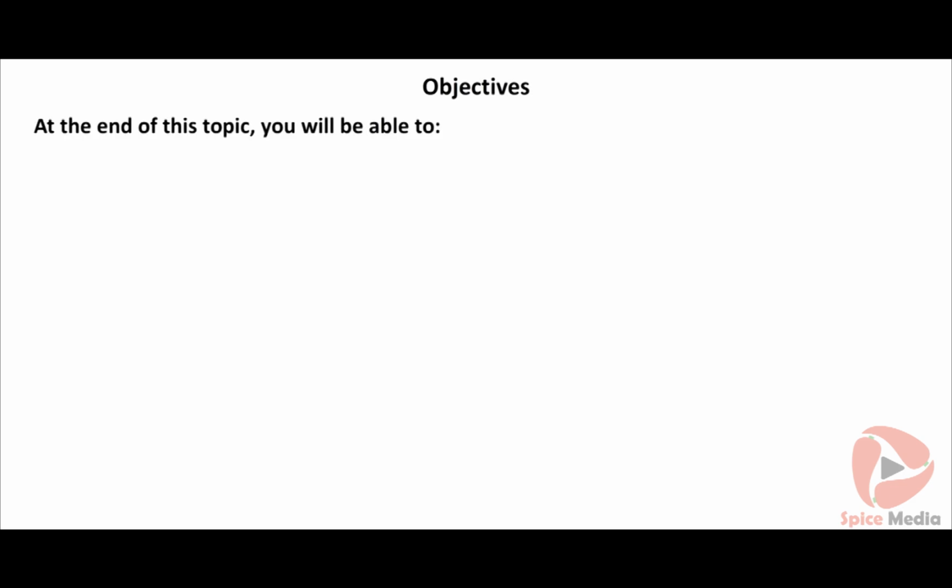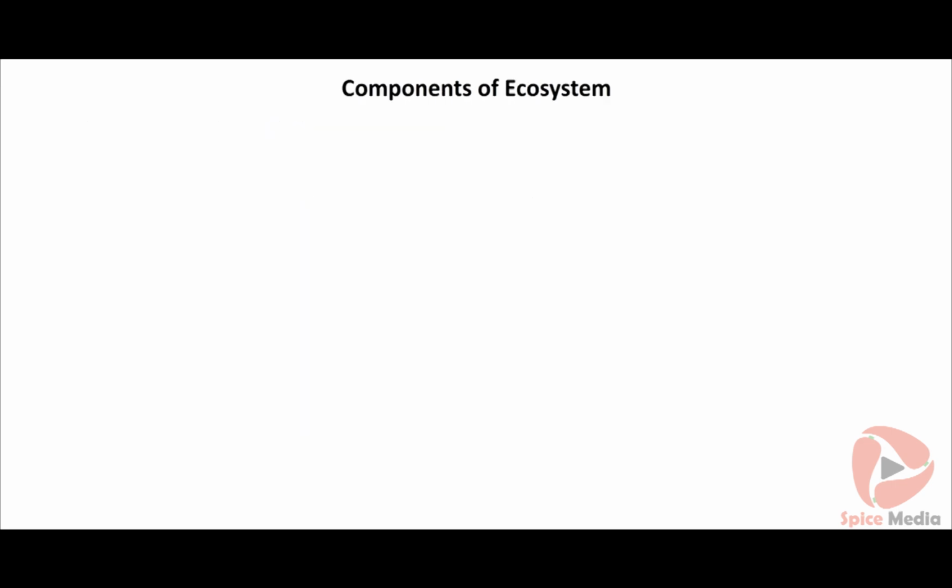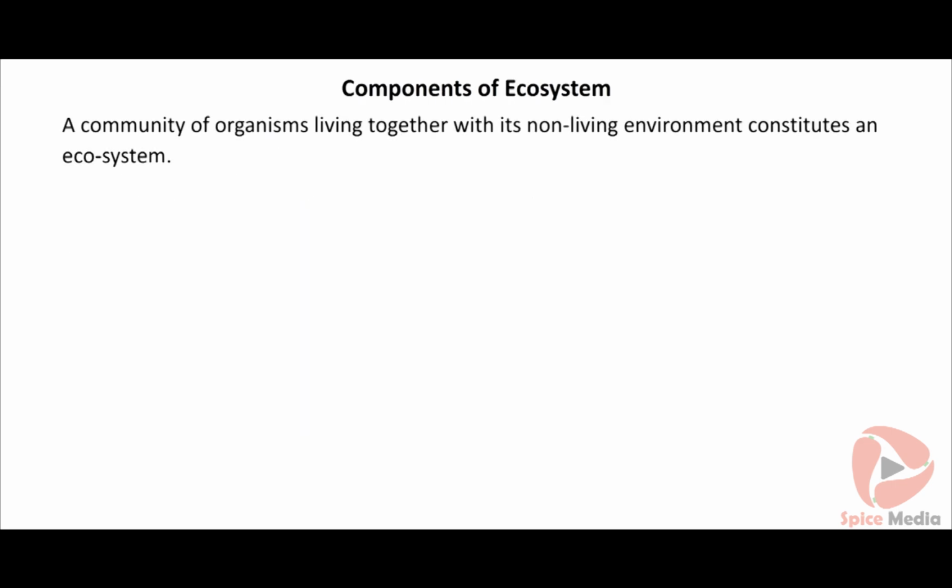At the end of the topic, you will be able to define the term ecosystem, list down the biotic and abiotic components of an ecosystem, illustrate various levels of food chain. A community of organisms living together with its non-living environment constitutes an ecosystem.